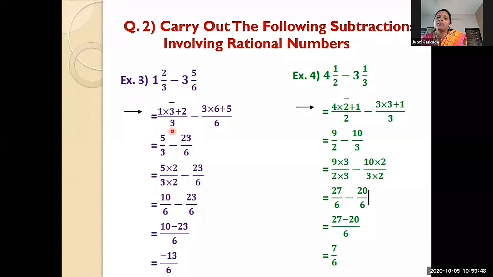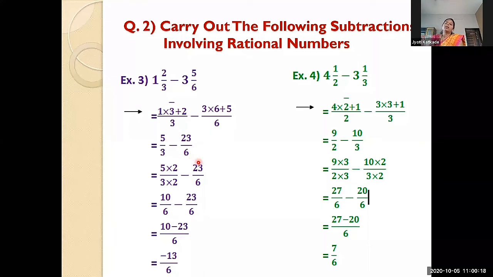As like this, multiply the denominator to the 1 and add the numerator value. 1 into 3 plus 2 divided by 3 minus 3 into 6 plus 5 divided by 6. Then 3 1s are 3 plus 2, we get 5 divided by 3 minus 6 3s are 18 plus 5, we get 23 divided by 6.